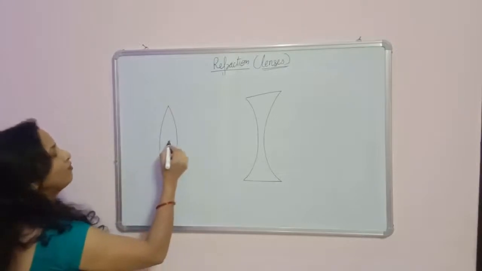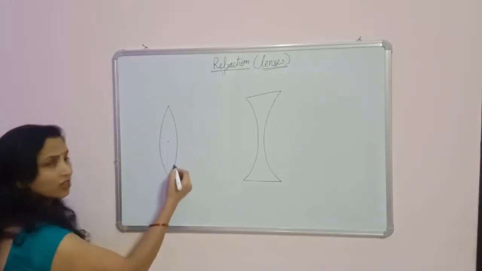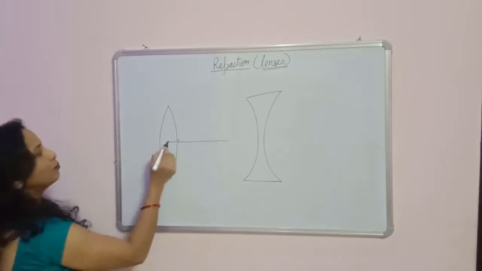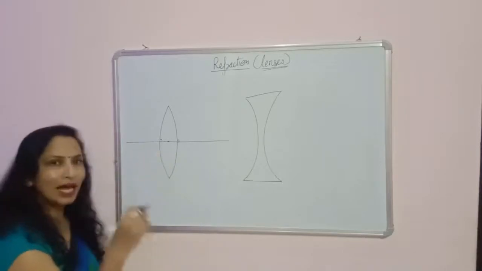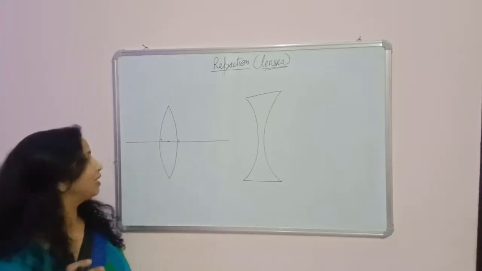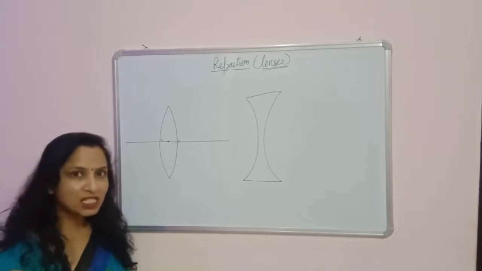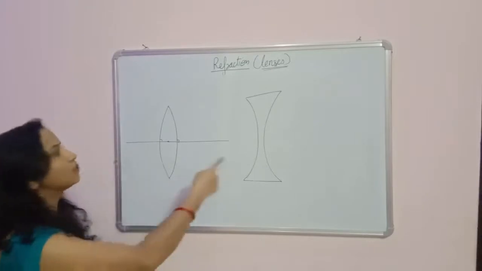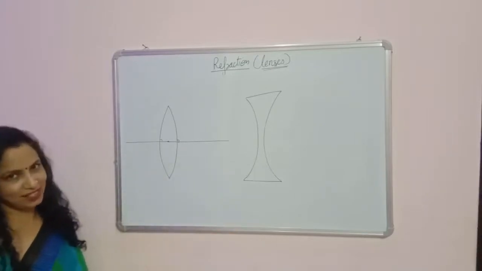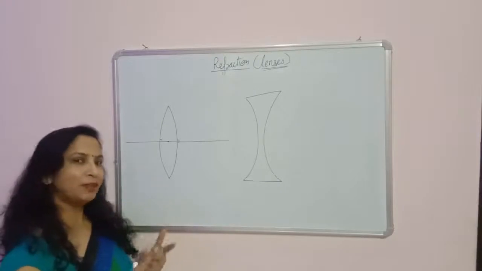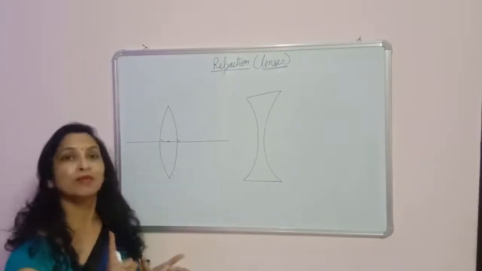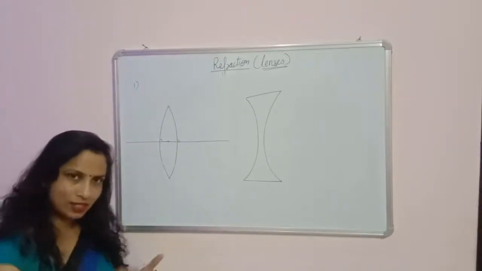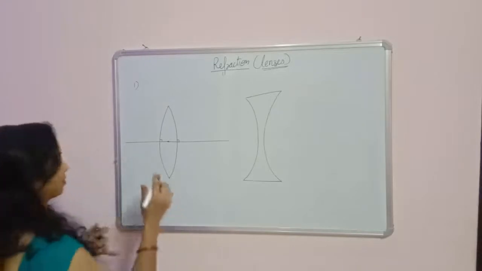Now if we draw a line which is perpendicular to this face and again perpendicular to another face, the light ray, or we can say an imaginary line, which passes through the optical center and is perpendicular to both the faces of the lens is called the principal axis. This is the principal axis of the lens. Okay. So we have learned what the optical center is and what the principal axis is. So you have to write the definitions of optical center and principal axis.